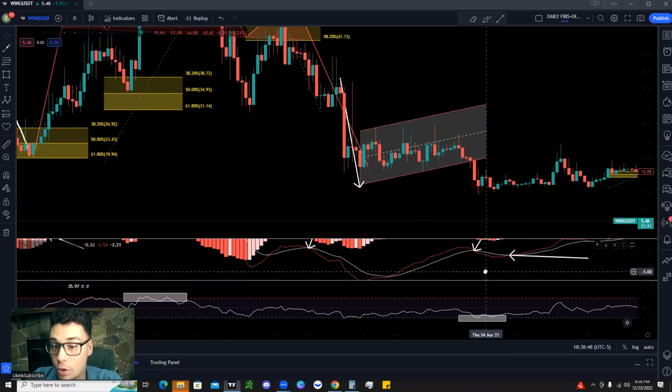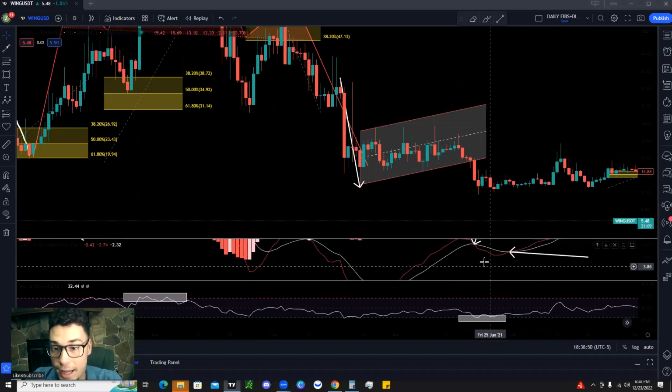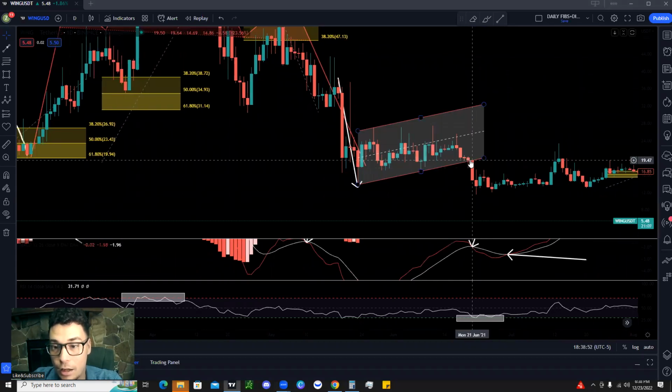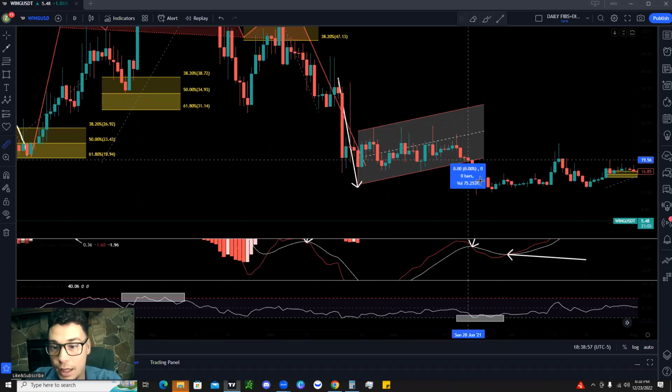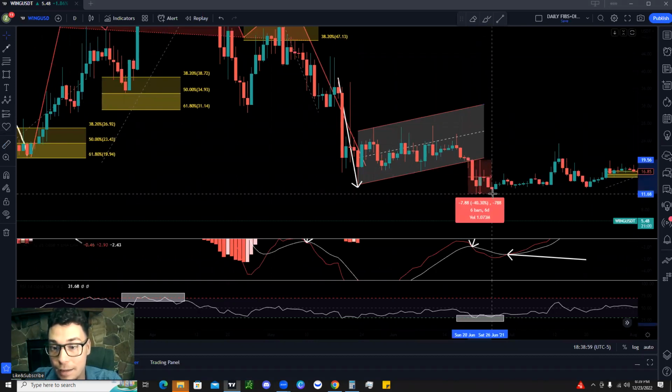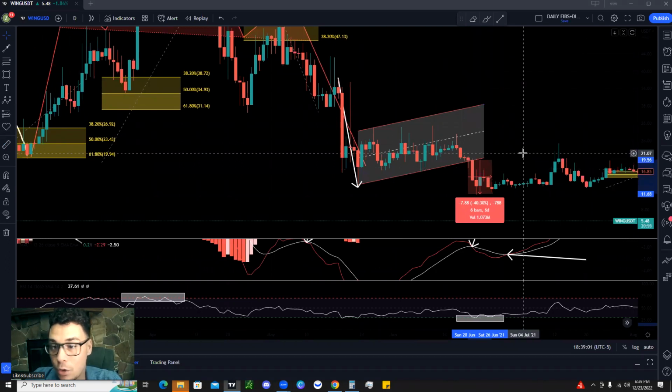Now, coincidentally or not so coincidentally, as soon as we get the break of this trend line right here, we also get a MACD sell signal. And we can take a look again, and another sharp move to the downside, this time from there to the bottom was about 40%.